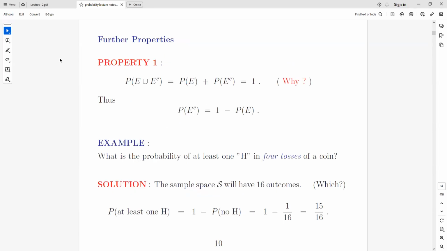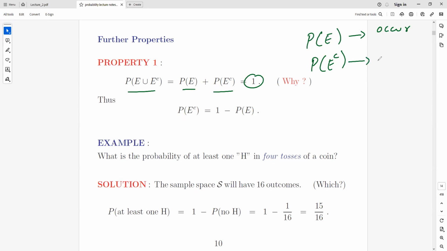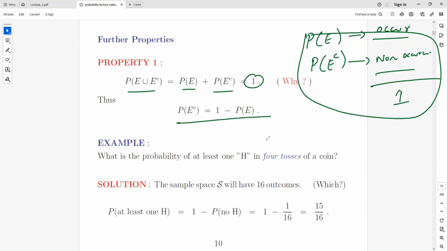Now let's look at some more examples. These are further properties of this axiomatic approach: P of E union E complement is P of E plus P of E complement, which equals 1. Let's say P of E is the probability of an event occurring, the probability of occurrence. So P of E complement is the probability of non-occurrence of that event. Ultimately, if we sum both of these, it should equal 1. So this is how we can think about it.